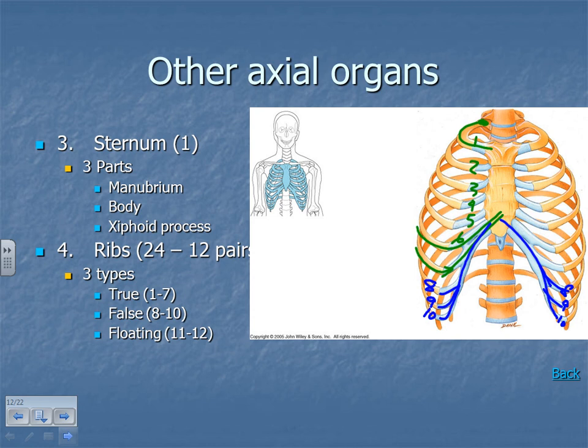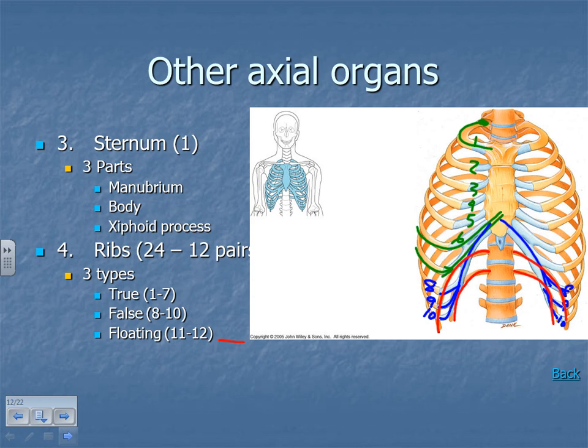The most odd ones are the last 2 pairs, 11 and 12. These are the floating ribs, and the reason they're odd is they don't even connect to the sternum at all. They're only connected in the back, so they're actually pretty easy to break.